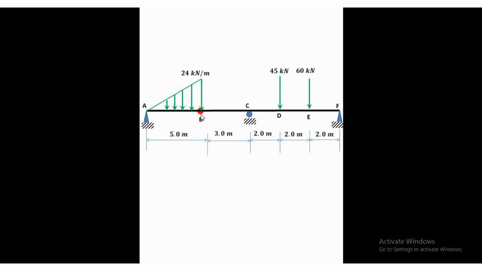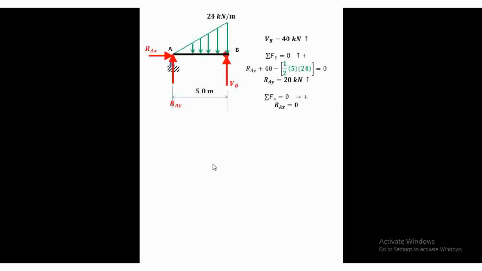Now, how do we solve the reactions? First thing we have to do is separate the internal hinge. So, in this case, I'm going to consider AB, because at point B is the internal hinge, so I separate it. Now, looking at this beam AB, there is a hinge at point A, so I have RAX and RAY.